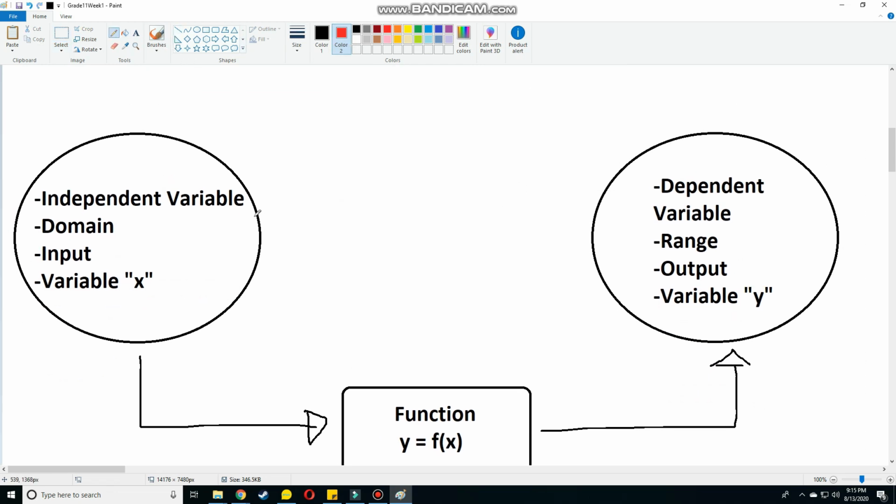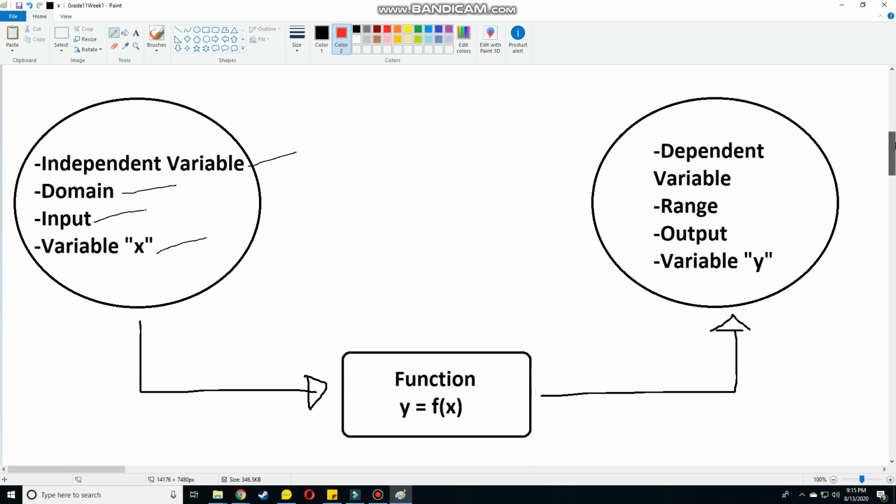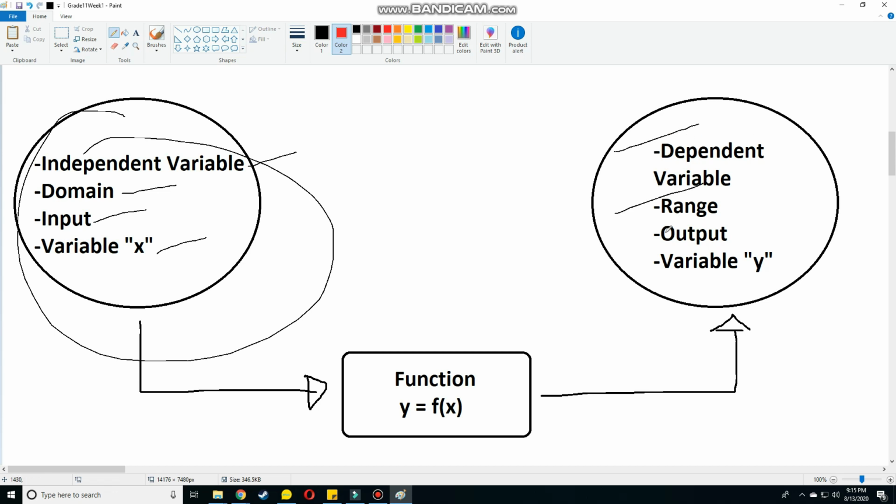Now, the purpose of this one is so that you would not be confused. Okay, as you can see, the words here: independent variable, domain, input, and variable x. Regarding their usage, they are all just the same. Sometimes you would see or read in other books that they use the independent variable or the domain, the input, or the variable x. They are the same. The usage of these words are the same, and the same as with this one. The dependent variable, the range, the output, and the variable y. They are just the same. And do not be confused.